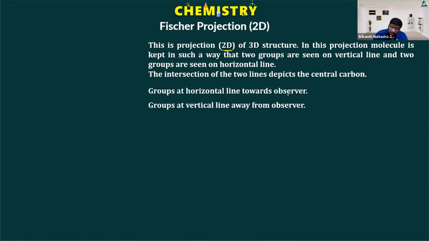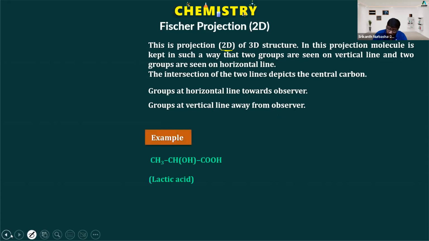Groups at horizontal lines will be towards the observer. Groups at vertical lines will be away from the observer. If you look at the molecule CH3, CHOH, COH: look at this carbon, CH3, achiral. This carbon, CHOH, CH3, COH, four different groups, chiral. COH, again it is an sp2 hybridized carbon, so achiral.